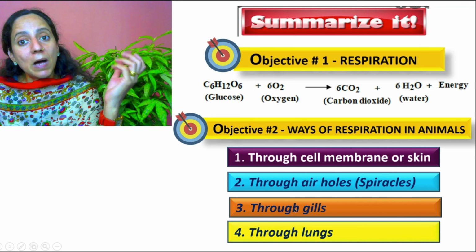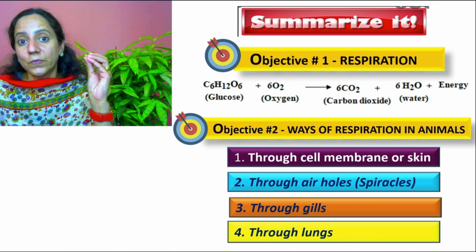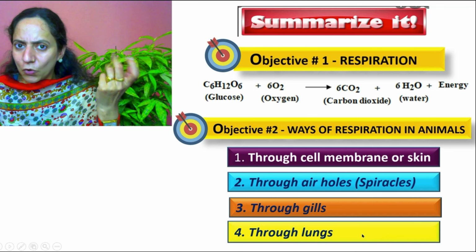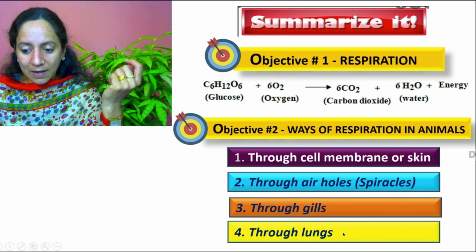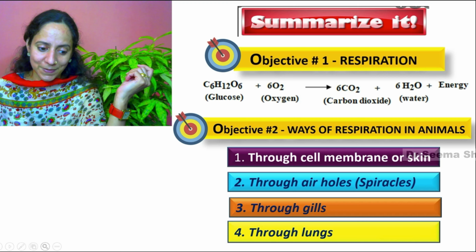When we discussed exchange of gases through gills, you came to know that gills are used by fish for respiration. The fourth way of exchange of gases is lungs, which is seen in case of mammals and birds.